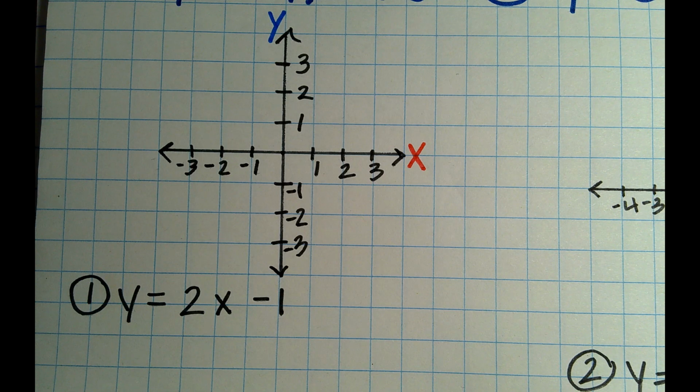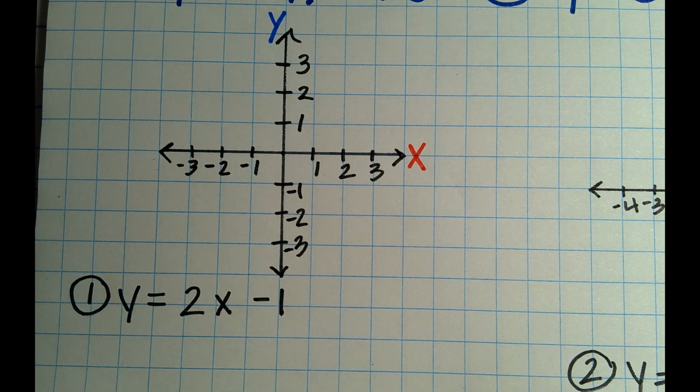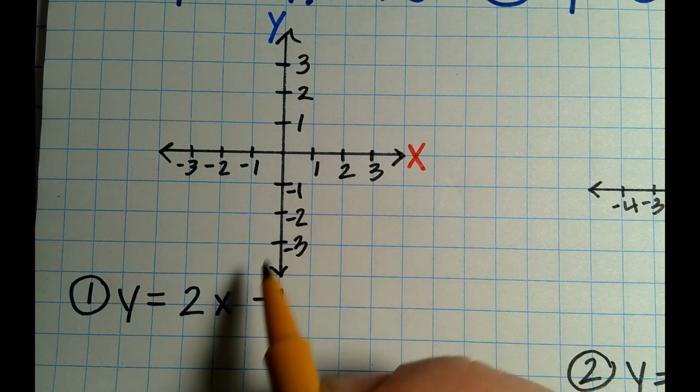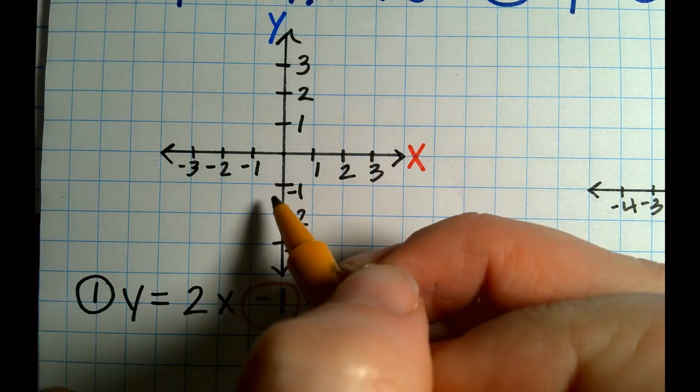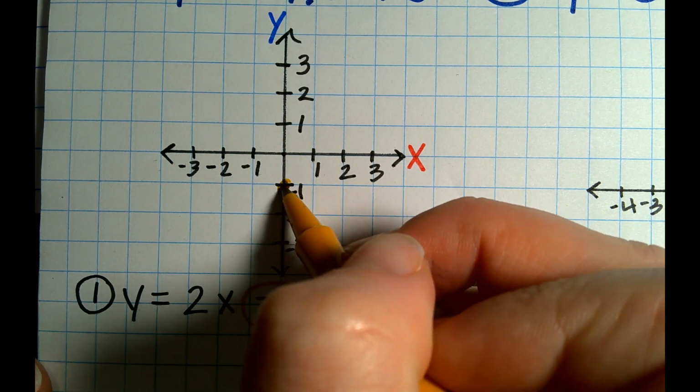Y equals 2x minus 1. How do we graph this? Start on your -1 on your y-axis. Yes, our -1 on the y-axis, that's our y-intercept.